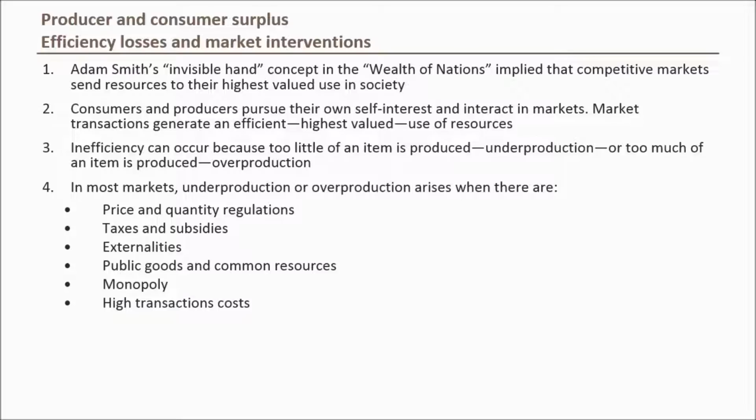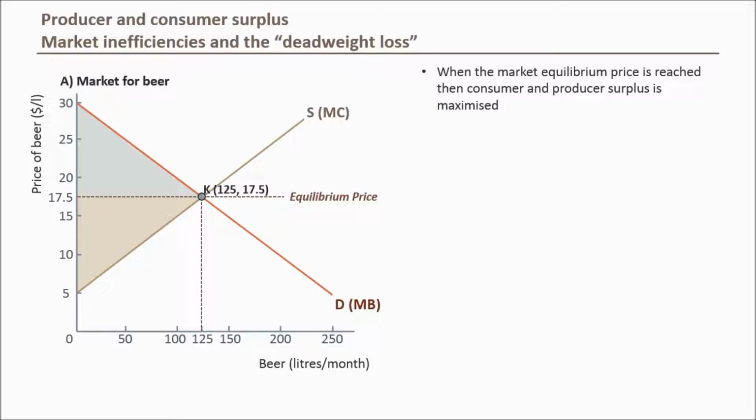Let's now use our supply and demand graphs with our consumer and producer surplus values to see if we can graphically illustrate and measure the size of the inefficiency brought about by such market interventions. In Figure A, we have our market for beer, and we can see our original supply curve and demand curve and the original corresponding consumer surplus and producer surplus values.